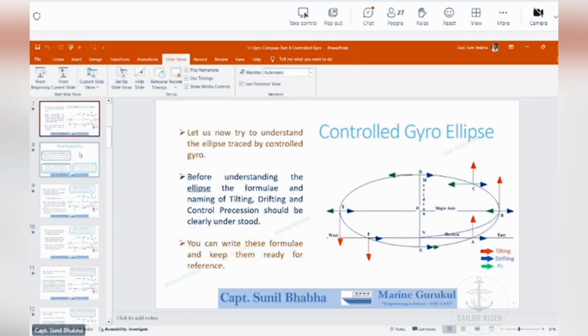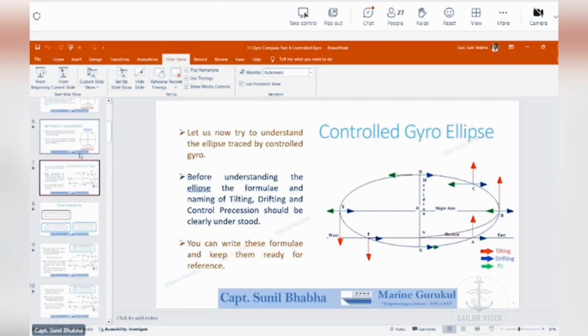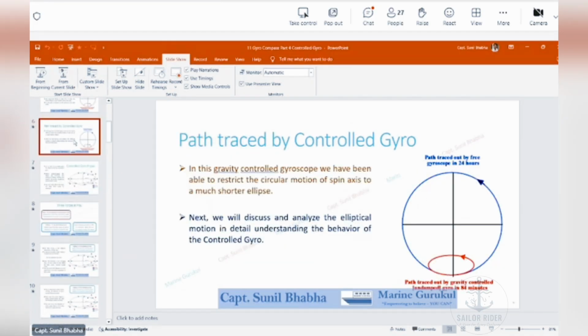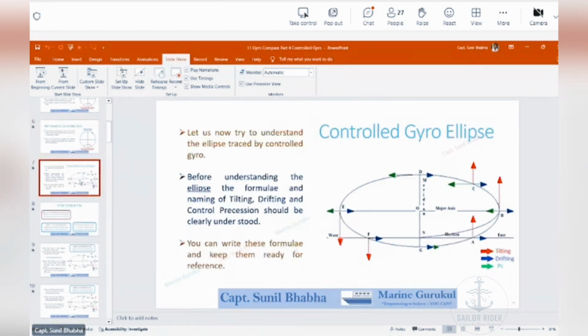Sir, the drift arrow which is shown above the pole in that picture is showing outward. It should be westward, but it's showing eastward, sir.